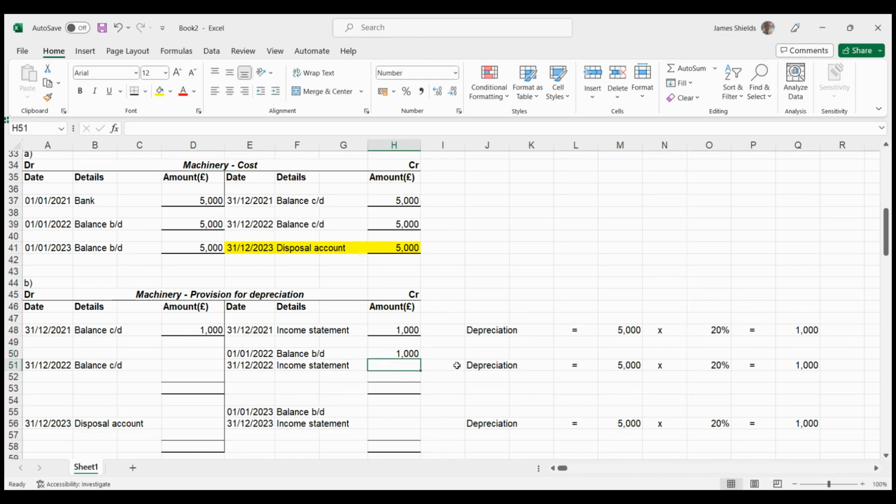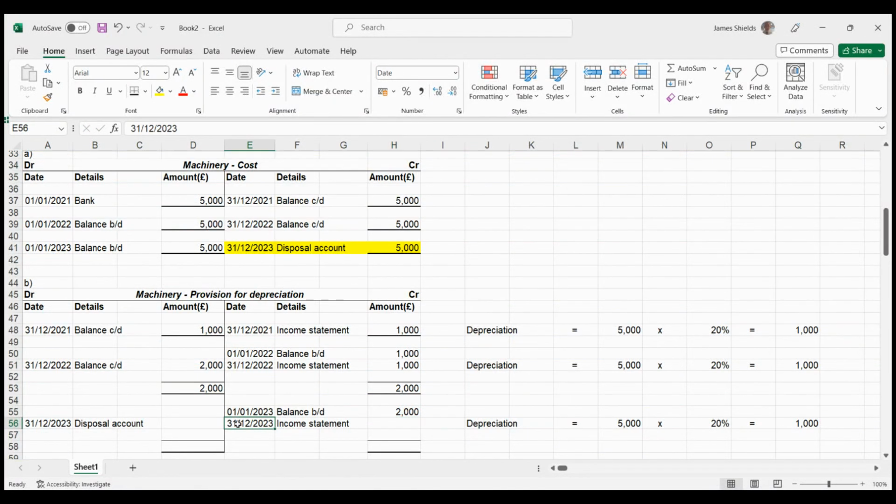Now the income statement again for that year is straight line method. So it's cost of £5,000 times 20%, which is £1,000. So again, in that year, the depreciation is £1,000. Now, total depreciation for both years is £2,000. So that means the balance carried down now is £2,000. So the total on the debit side is also £2,000. Now, on the 1st of January 2023, we've got a balance brought down, and that's our carried down balance on the 31st of December 2022 of £2,000.